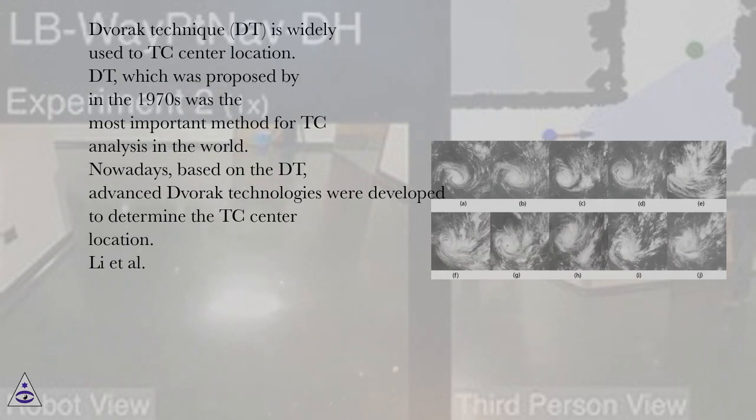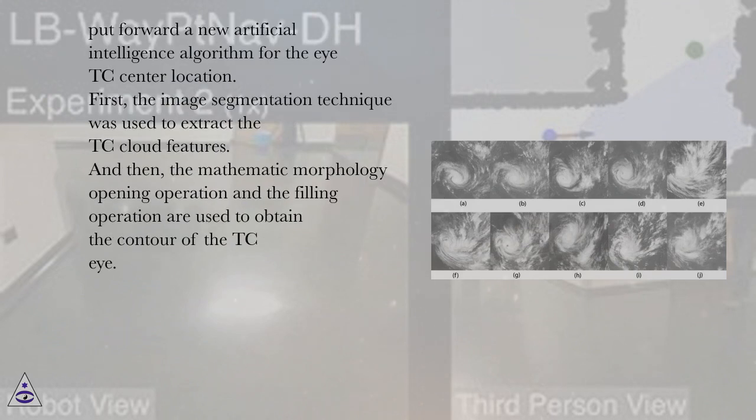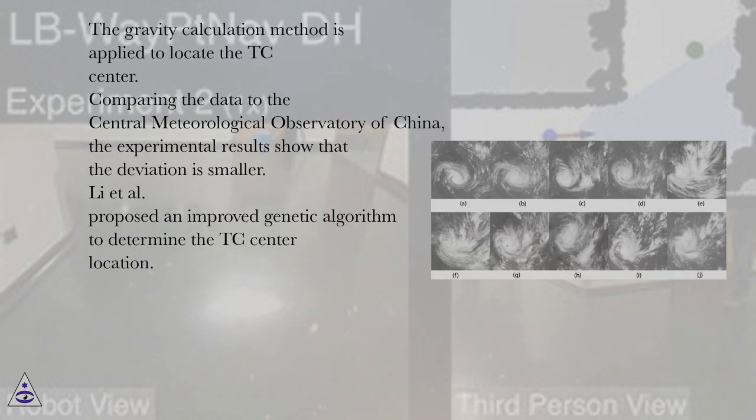Li et al. put forward a new artificial intelligence algorithm for the ITC center location. First, the image segmentation technique was used to extract the TC cloud features. And then, the mathematical morphology opening operation and the filling operation are used to obtain the contour of the TC. The gravity calculation method is applied to locate the TC center. Comparing the data to the Central Meteorological Observatory of China, the experimental results show that the deviation is smaller.